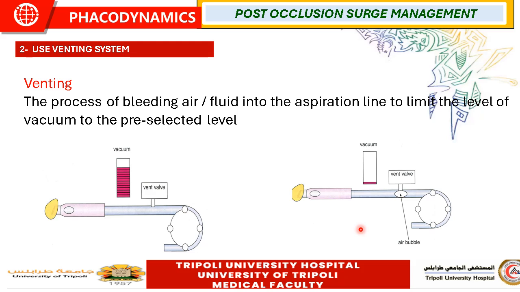So this venting process is one of the measures that act against the surge and is usually present in most of the recent machines, and is usually activated automatically when you retract your foot from the foot switch from position 3 to position 2 and then to position 1.